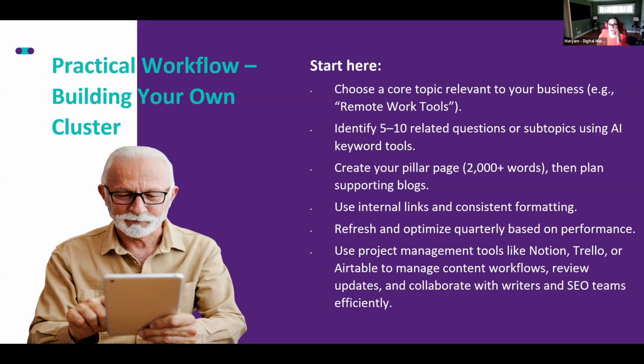And then you can use project management tools like Notion, Trello, and Airtable to manage the content flow. You want to review updates and collaborate with your writers. And again, if you're using ChatGPT and you have someone in your life or in your business who is a good writer, get them to read it and rewrite it for you. And then you want to use that individual and your SEO team a little more efficiently, because you've already created that content, to read it and see if this works for you.